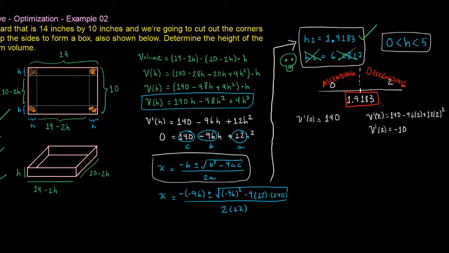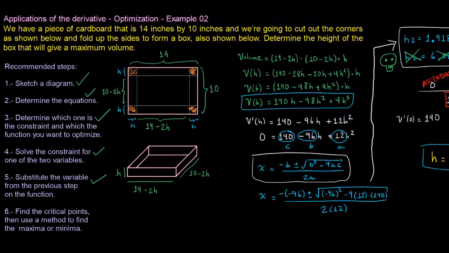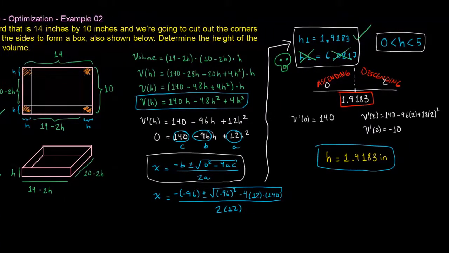So as this is ascending and then descending, we can safely assume that this is a maximum value, and this is actually the value of h. I'm going to write it down below here. When h is equal to 1.9183 inches with this dimension, we will get the biggest possible volume for this example number 2. And that will basically be all of this example.